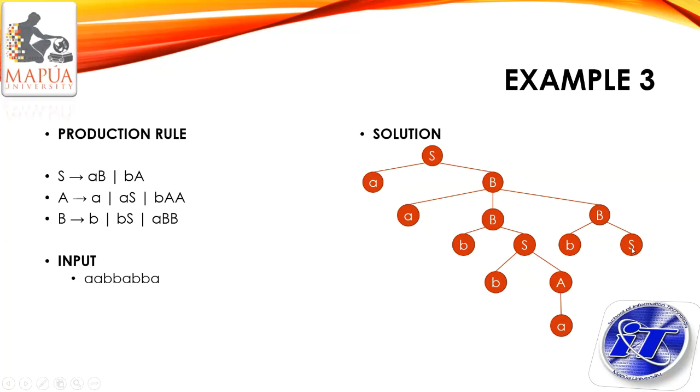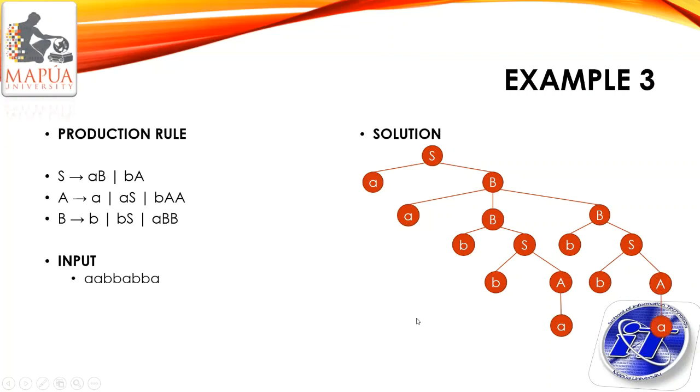Okay, from S, will it be AB or BA? Check the seventh symbol. It's B. Therefore, we're going to replace AS by BA. And then A will be replaced by what? AS, BAA, or A? Let's check the last symbol. It's A. No more additional symbol. So therefore, it's just terminal A will replace non-terminal A.